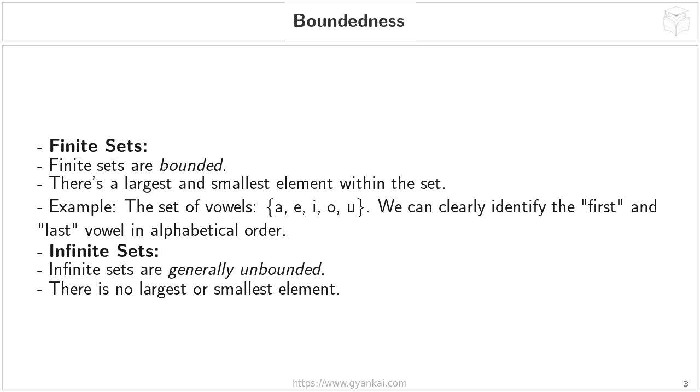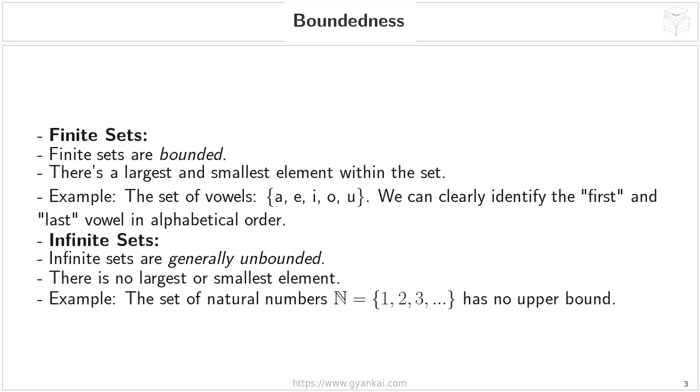This means there isn't a largest or smallest element you can point to. Consider the set of natural numbers, which we represent as N, and it's written as 1, 2, 3, and so on, with the ellipsis indicating it continues forever. There's no largest natural number, you can always add one more. Therefore, this set has no upper bound.